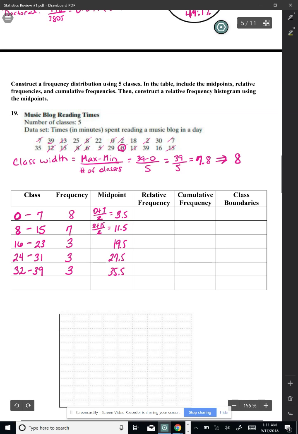And another thing with the midpoints is they are also going to be 8 apart. So just like your classes, the lower limits are 8 apart, the upper limits are 8 apart, so are your midpoints. So once you find that first midpoint, you can add 8 each time to get the other midpoints.